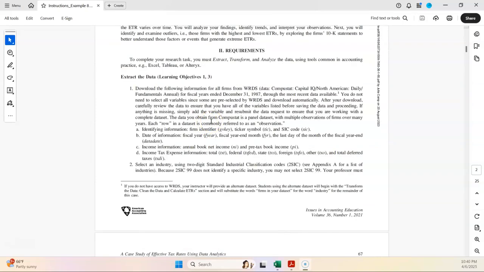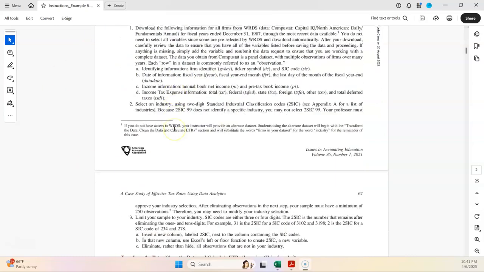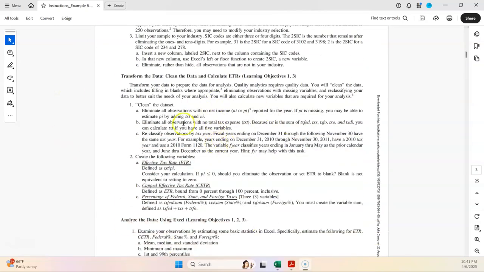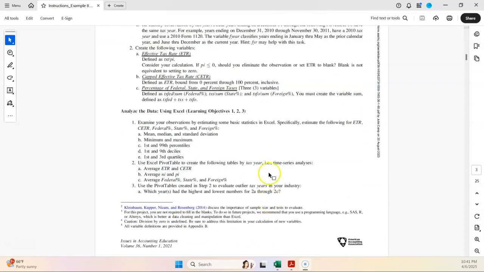Now, I do want to point out, as you look through this, there's a lot going on here. This extract the data has already been done for you. I've gotten some data for us. So transforming the data is all cleaning the data set and calculating out a couple things: effective tax rate, something called capped effective tax rate, and we'll come back to that. And then really here's where we get into the meat of the data, analyzing the data. And we are going to be doing this in Excel.